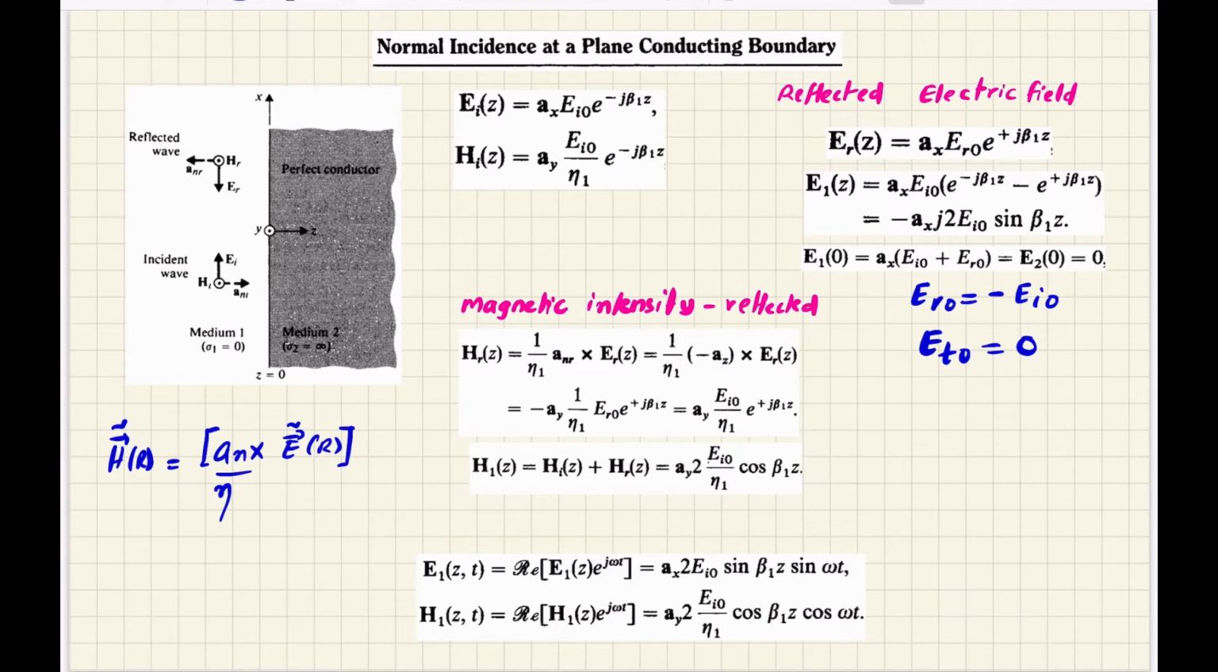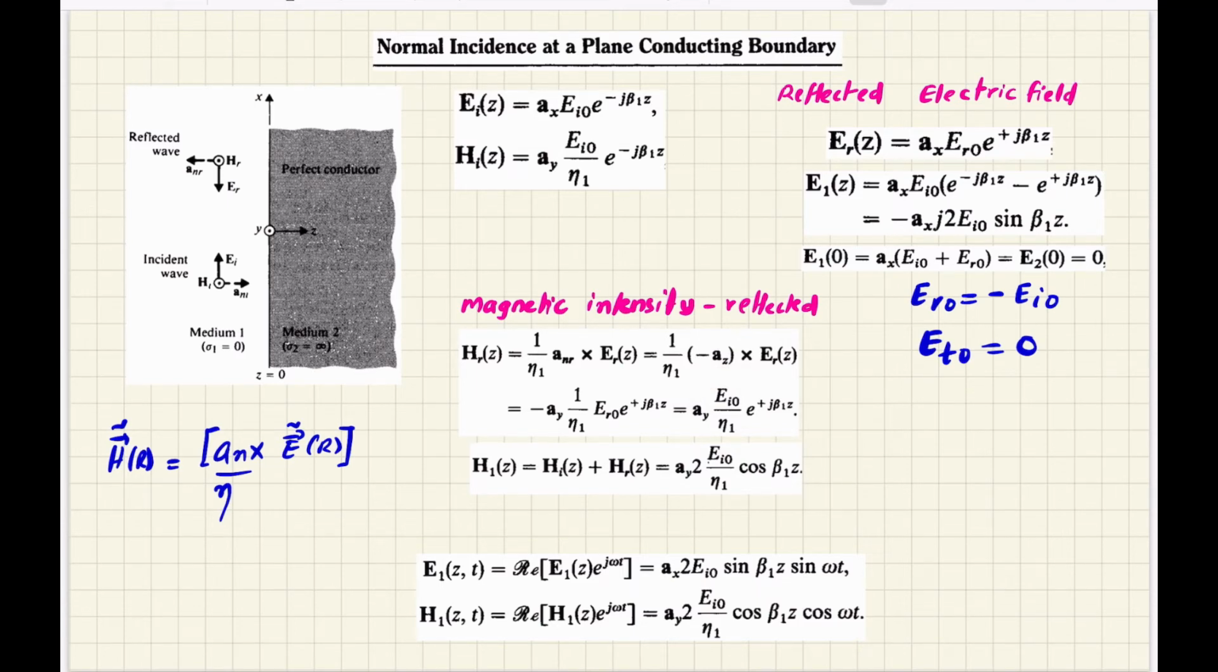Okay. Now you can actually calculate the corresponding magnetic field intensity. The reflected magnetic field intensity can be calculated using this expression, 1 by eta 1, where the intrinsic impedance of medium 1 is eta 1. Since it is propagating in the negative z direction, we put az, and Er is the reflected electric field intensity. You can substitute Er from this expression here, and arrive at this magnetic field intensity expression.